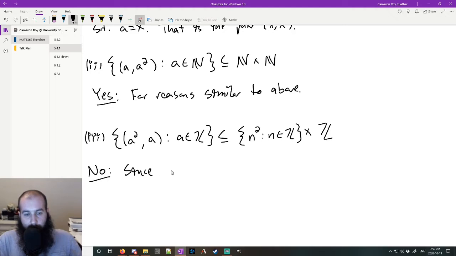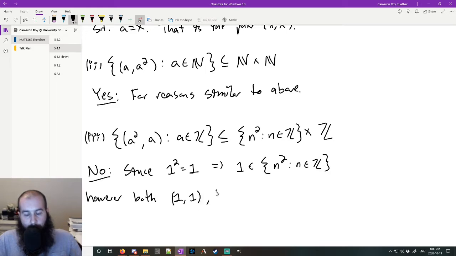Since 1 squared is equal to 1, this means that 1 is an element of this left-hand set in the Cartesian product. So if this was a function, only one pair would be in here which begins with the number 1. However, both (1, 1) and (1, -1), because 1 squared is 1 and -1 squared is 1, are in this set. Since there is not a unique element that begins with 1, this is not a function.